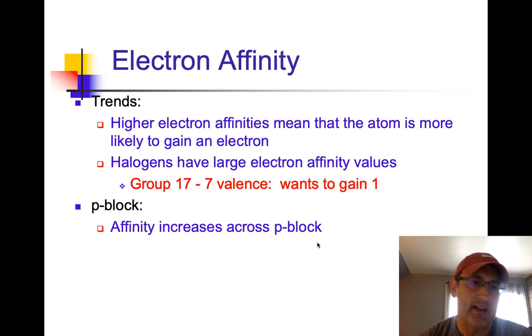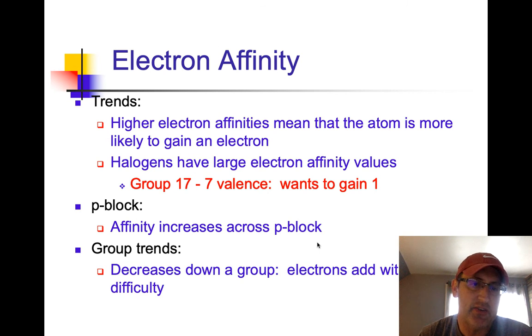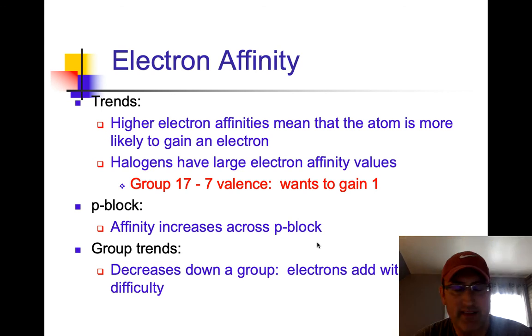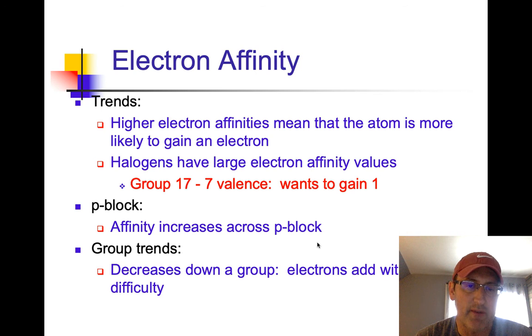With the p block, it sort of increases across the p block, not across the whole group. Okay, and usually down a group, usually decreases. The electrons are added with more difficulty. Sometimes you see that, sometimes you don't, but that is one of our very slight group trends in electron affinity.